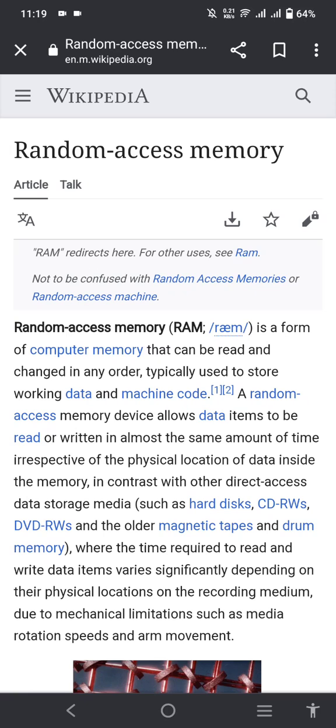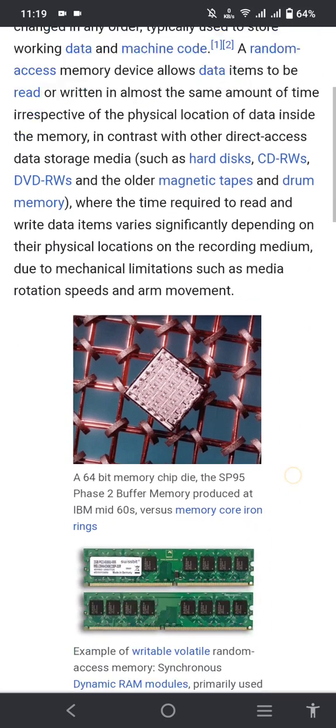A random access memory device allows data items to be read or written in almost the same amount of time, irrespective of the physical location of data inside the memory. In contrast with other direct access data storage media such as a hard disk, CD, DVD, and the older magnetic tapes and drum memory, where the time required to read and write data items varies significantly depending on their physical locations on the recording medium due to mechanical limitations such as media rotation speeds and arm movement.